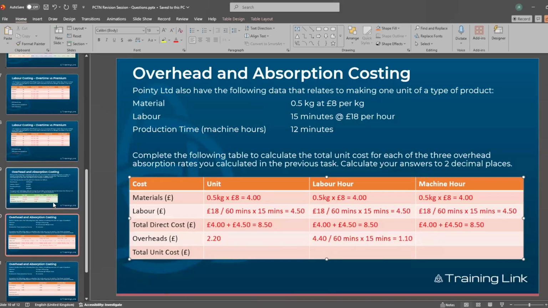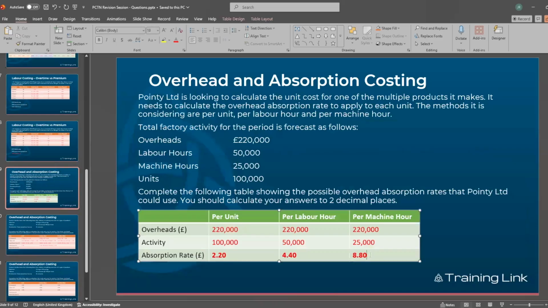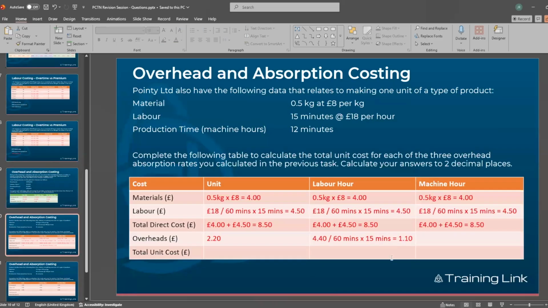Same method applies for machine hours. Our overhead absorption rate is £8.80. So £8.80 divided by 60 minutes times 12 minutes, because that's our production time taken from up above, should give us £1.76. So for each of these different methods, we're allocating a slightly different amount of overheads.